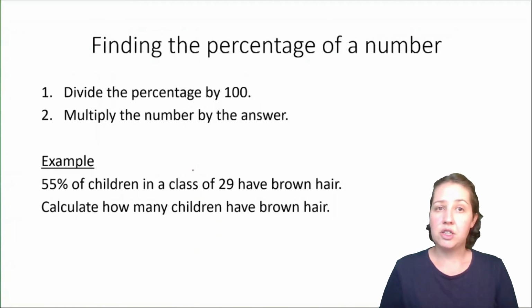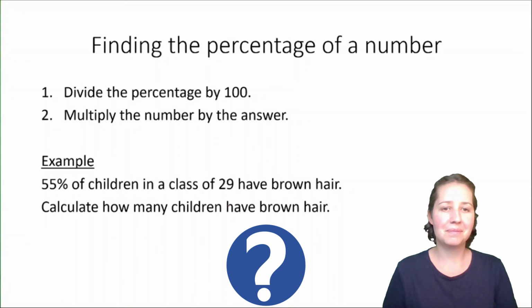The second way you might need to use percentages is to find the percentage of a number, in which case you take your percentage and you divide it by 100 and then multiply the number by the answer to that. Let's take a look at an example. You're told 55% of children in a class of 29 have brown hair. You need to calculate how many children have brown hair. Pause now.